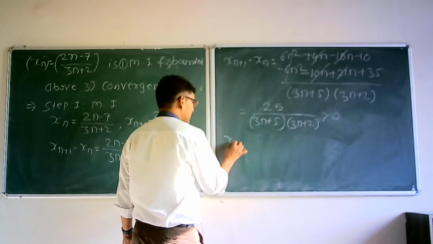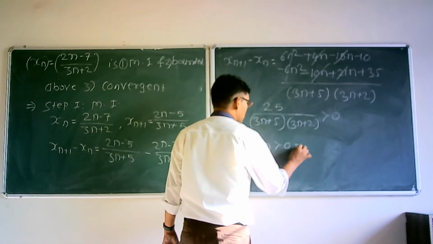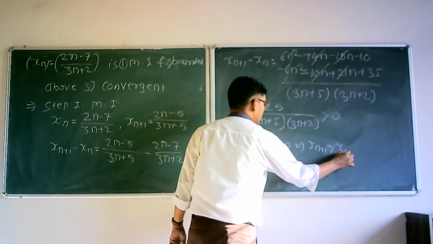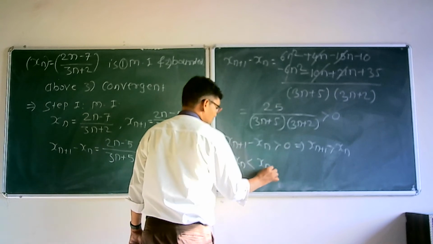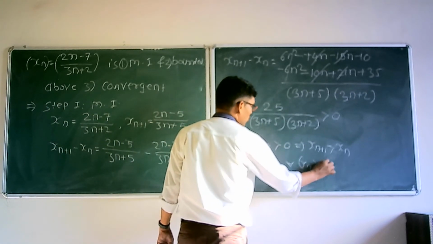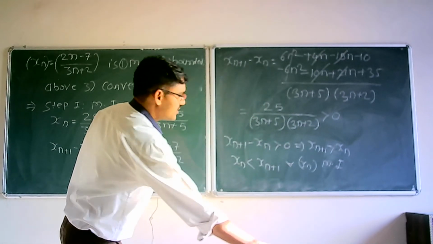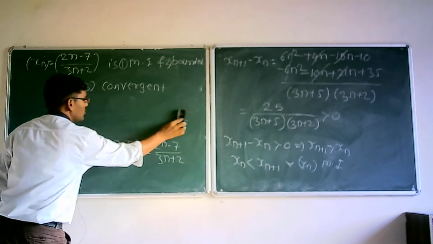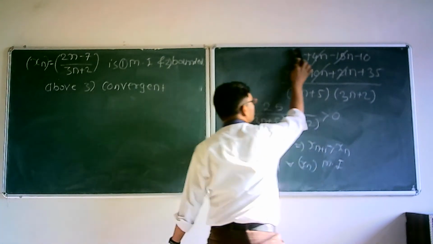What this implies? Xn plus 1 minus xn is greater than 0, and therefore xn plus 1 is greater than xn for every n. That is, xn is less than xn plus 1 for every n, and therefore xn is a monotonically increasing sequence. Now, if you want to show that it is a convergent sequence, we have to show that it is also bounded above.